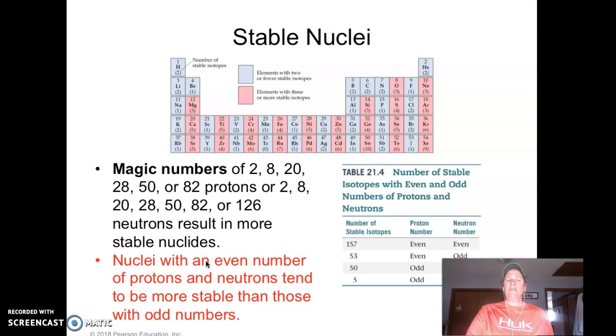Nuclei with an even number of protons and neutrons tend to be more stable than if you have an odd number of protons and neutrons. I know, weird, right? But something about the stabilizing force in the nucleus helps with that.